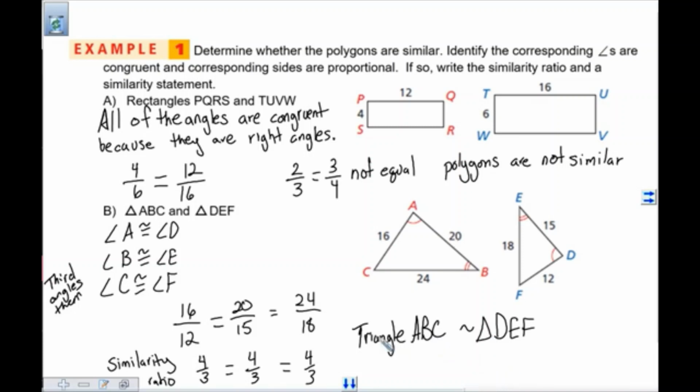Now notice that I wrote out triangle once and did the symbol for triangle the other time. If you are on a computer, you need to type out the word triangle. If you are in class writing this on paper, you can use the symbol.